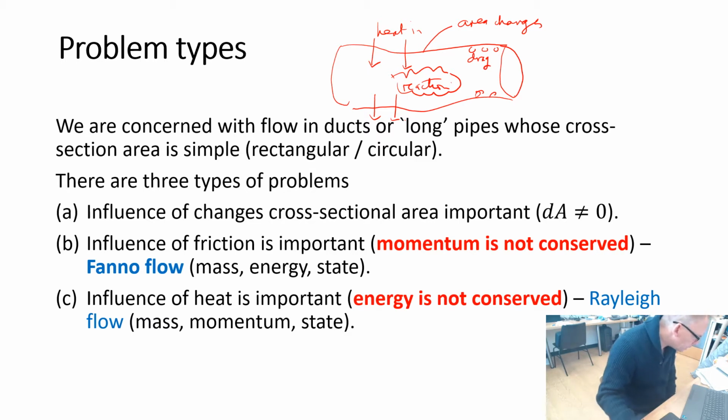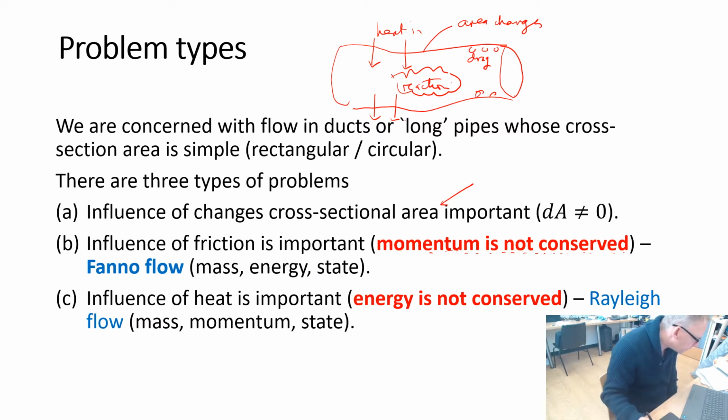So when there are changes in cross-section area, usually, well, not usually, this can be dealt with an isentropic approximation. When friction is important, then momentum is not conserved, so we need to take into account the fact that the momentum flux pressure is changing with distance. It's called a Fanno flow, and when heat is important, momentum is conserved but energy is not, so we need to take that into account in the conservation of energy. And this is a Rayleigh flow.